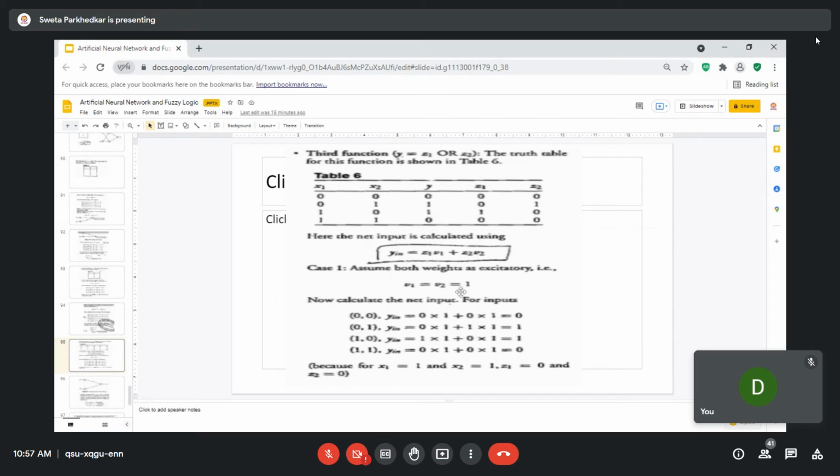So we'll assume V1 and V2 as 1, whether we are getting the output. For the net input, it is 0, 1, 1, 0. Means these weights are same or the excitatory weights for the output y. Write this down. Are you getting this or you have any doubt? Write this down.